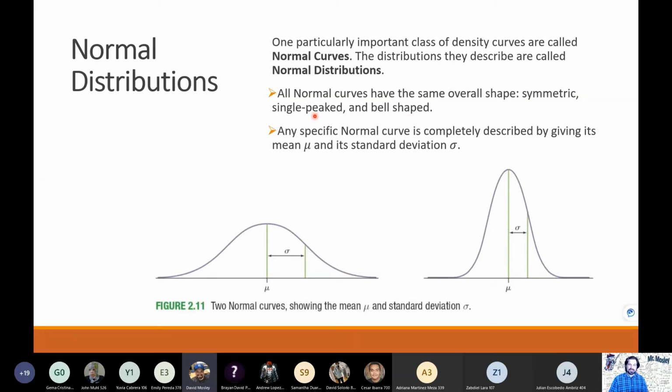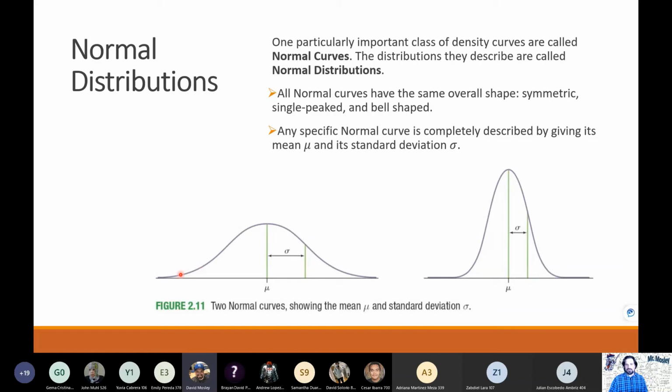So you could have something that is symmetric and unimodal, but it only tapers on one side. That would not be normal in the sense of how they're using this as a specialized type of curve and distribution. Any specific normal curve is completely described by giving its mean, mu, the mean of the population, and its standard deviation, sigma. And that's what these two symbols are. It's mu, the Greek letter mu, and the Greek letter sigma. And that is the standard deviation of a population.